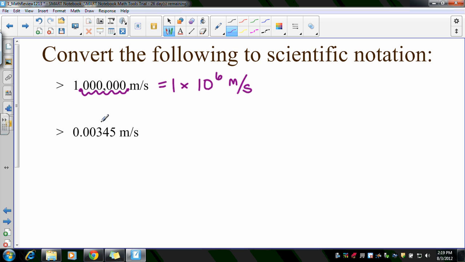So here our first non-zero is a 3. So we're going to move our decimal spot 1, 2, 3 places to the right. So that means it'll be a negative exponent. Now can we stop at 3? No, because we have these 4 and 5. So we have to make sure we include all of our significant digits. So 3.45 times 10 to the negative 3 meters per second.